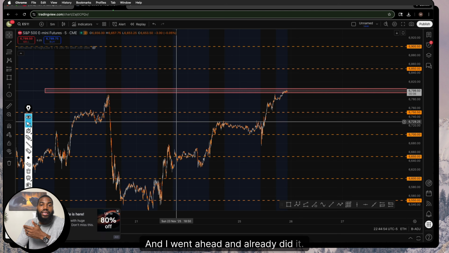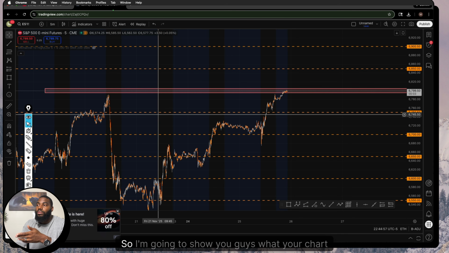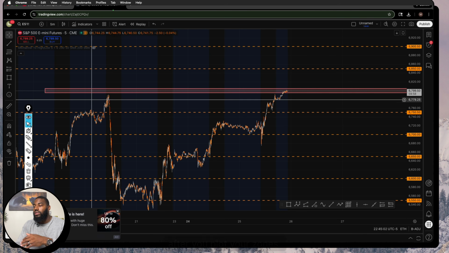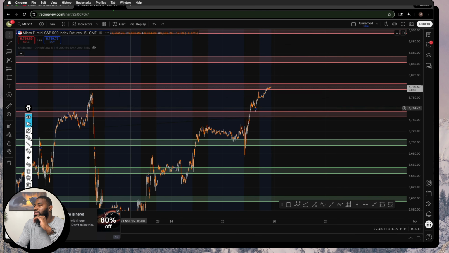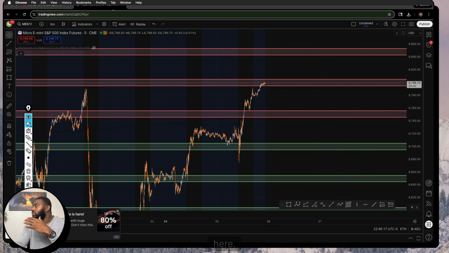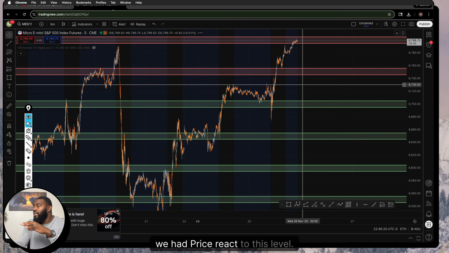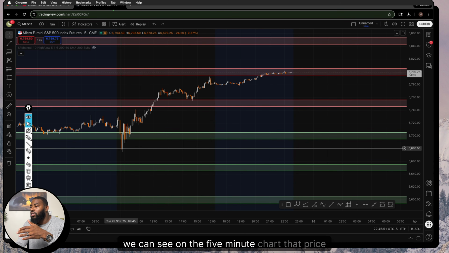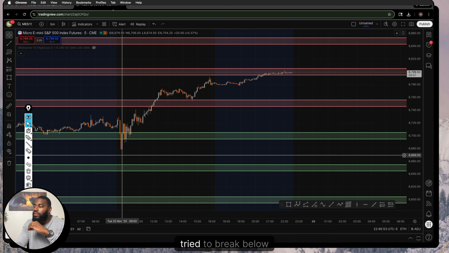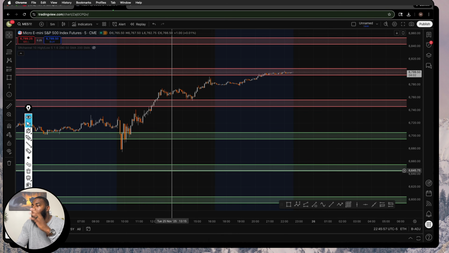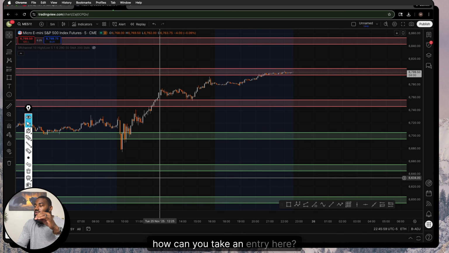I went ahead and already did it on the MES. So I'm gonna show you guys what your chart should look like after you plot your zones. This here is MES, same as ES, psych zones. These are the zones. Here you see we had price react to this level. Looking at today's price action, we could see on the 5-minute chart that price tried to break below, trapped sellers here, and took off. Now, how can you take an entry here?